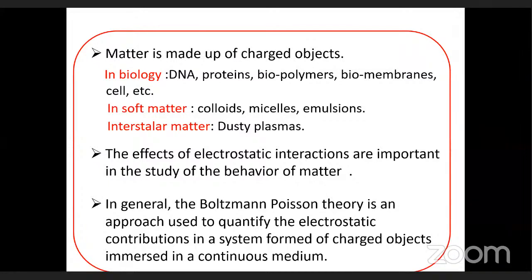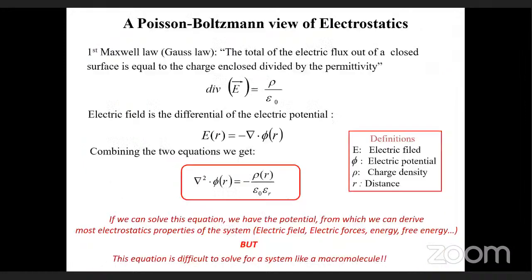Biological systems are in most cases too complicated for analytical treatment to provide solutions. In those cases, numerical procedures can be involved. In general, the Poisson-Boltzmann equation is an approach used to quantify the electrostatic contribution in a system formed of charged objects immersed in a continuum medium.